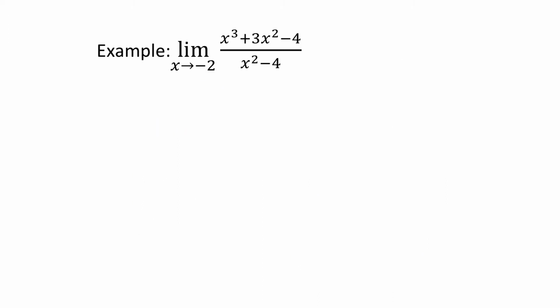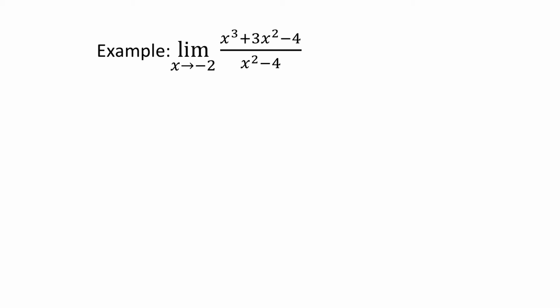So let's try another example here. We have the limit as x approaches negative 2 of x cubed plus 3x squared minus 4 over x squared minus 4. Now, in this case, we, of course, should always try by plugging it in. We should always hope that the limit plugs in, just in case it does. I don't think it will, but we'll give it a try anyways.